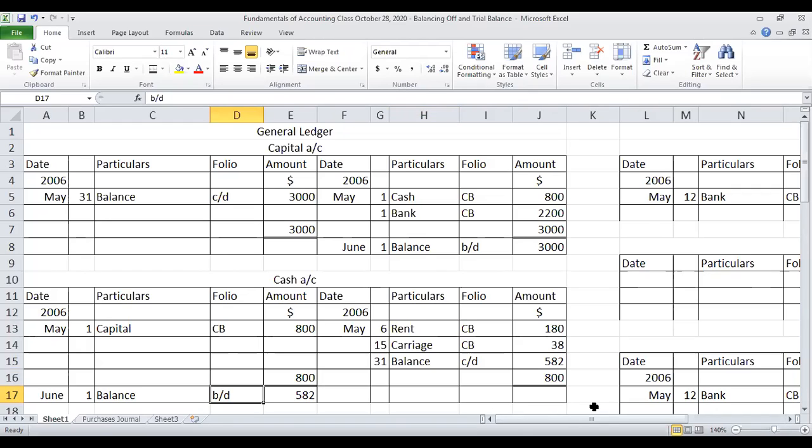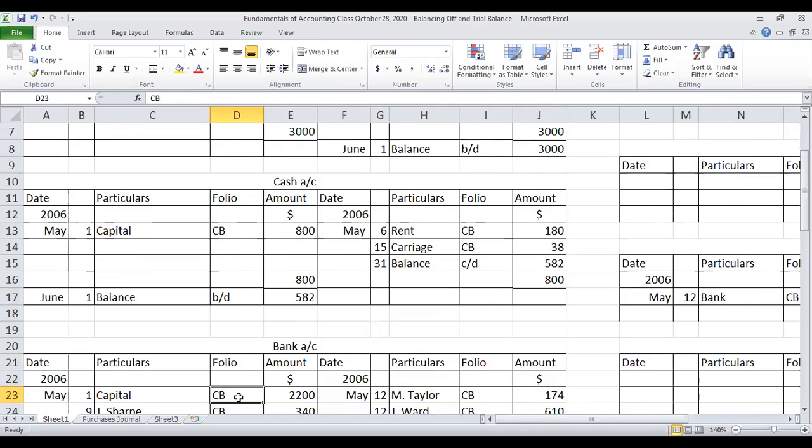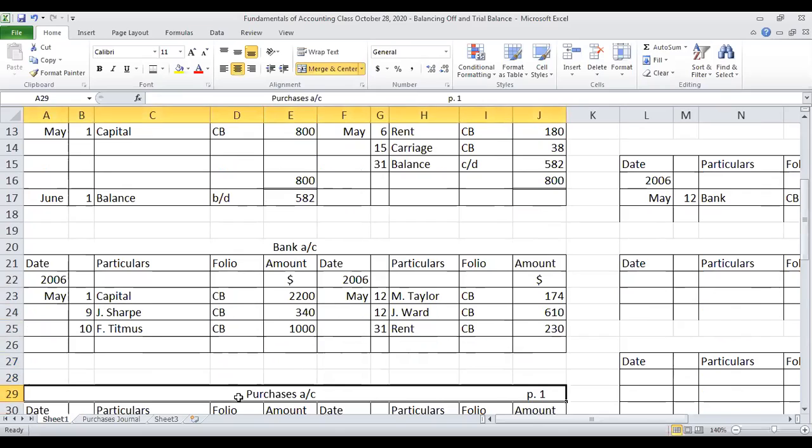What do the CD and the BD stand for? CD means carried down, BD means brought down. I went through this last class. It can have BF as well, meaning you're bringing the money forward to the next month, whatever balance to the next month. Then you're going to balance out the bank account now.